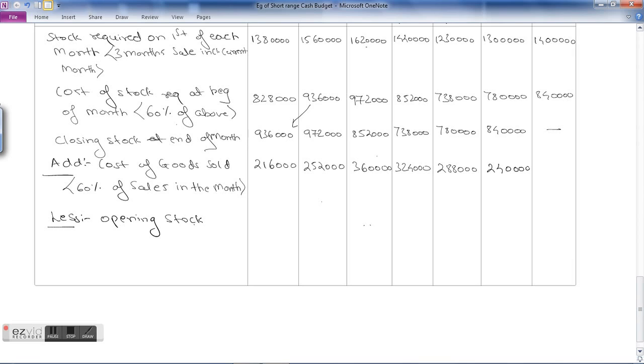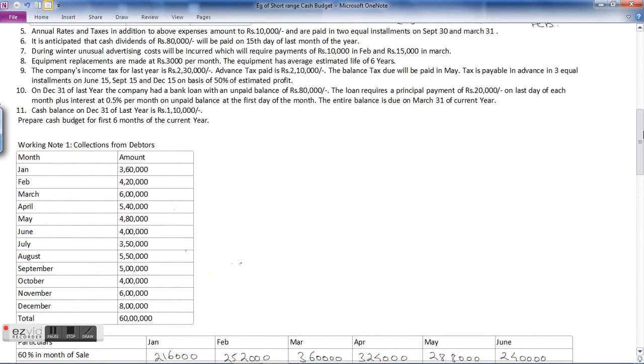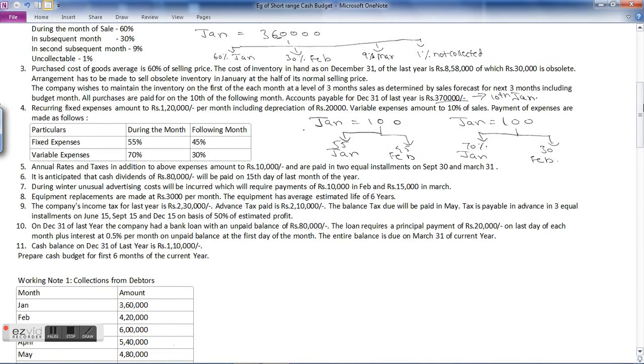Okay, so opening stock for the month of Jan. Okay, so month of Jan, let's see here in our working note 3. Okay, the cost of inventory in hand as on 31st December was 8,58,000, out of which 30,000 is obsolete. So cost of inventory of normal goods as on 31st December is how much? 8,58,000 minus 30,000. So that comes to 8,28,000. So as of December, it's a closing stock. So 1st Jan, it's a opening stock for the month of Jan.